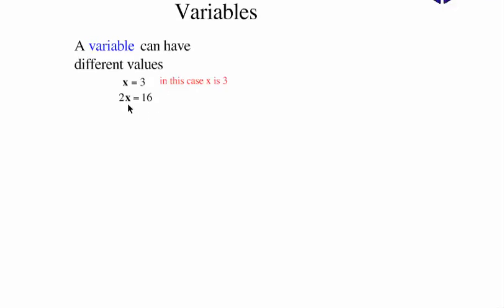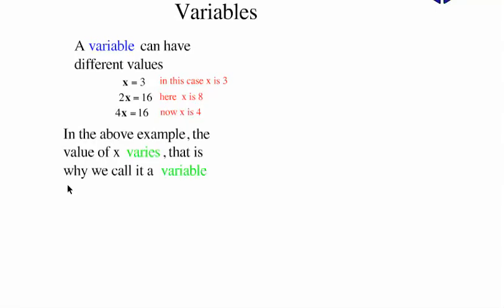Okay. Variables. A variable can have different values. So the variable can vary. That's why it's called a variable. So x is equal to 3. In this case, x is 3. How about 2x equals 16? Well, 2 times what is 16? 2 times 8. So in this case, x is 8. And 4x equals 16. Here, x would have to be 4 times what is 16? 4 times 4 is 16. So here, x is 4. Okay, in the above example, the value of x varies. That is why we call it a variable.